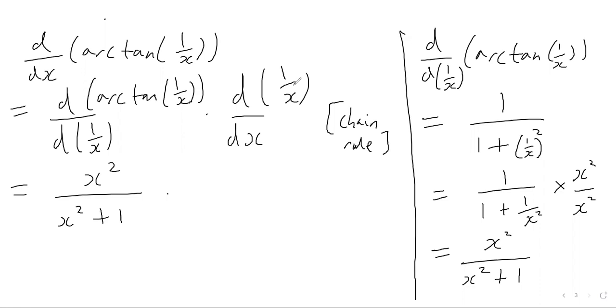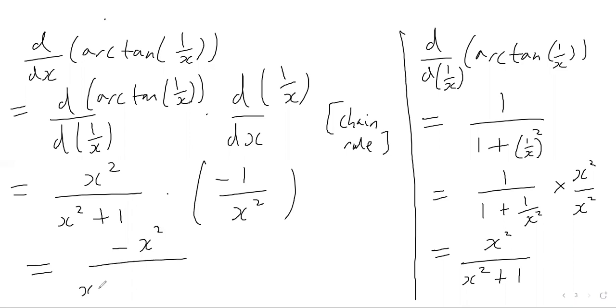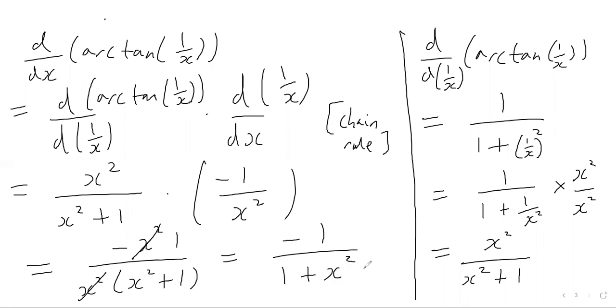And then multiply that by the derivative of 1 over x. We've done this before. This is the same as differentiating x to the power minus 1. Bring the power to the front, take away 1 from the power, and you get negative x to the minus 2. But that's just the same as negative 1 over x squared. And again, we can just do top times top, bottom times bottom. So we get negative x squared on the top, divided by x squared times x squared plus 1. What you'll notice is that we can cancel out the x squared there with the x squared there, and we're just going to get negative 1 over 1 plus x squared at the bottom.